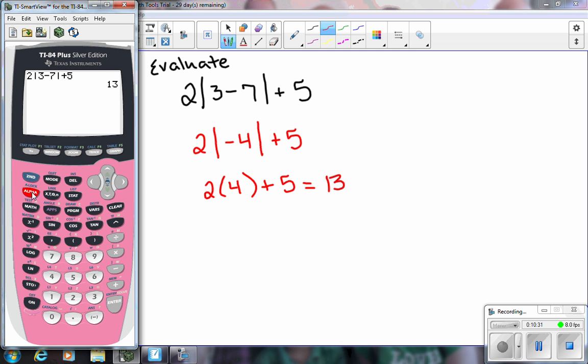I believe absolute value can also be found under here. I did alpha, and then I hit the window key, which really what I'm accessing is the green. Alpha is green, so I'm accessing that F2. And these are the functions that are in that location. These things will make sense to you later in other courses, but this is where you would find absolute value.